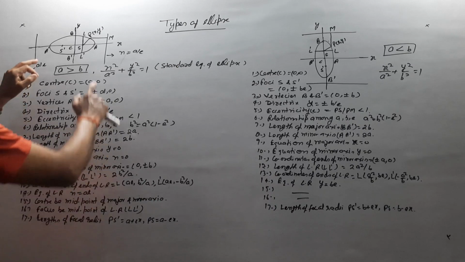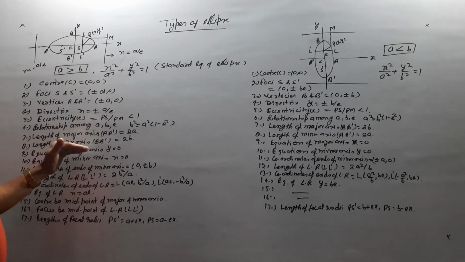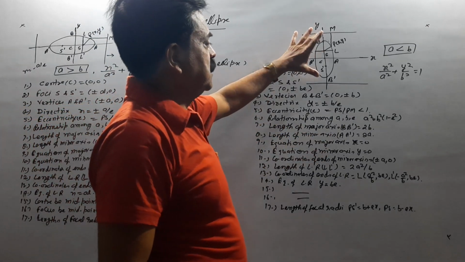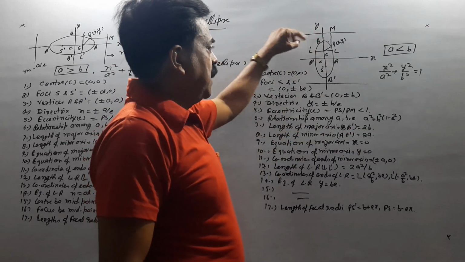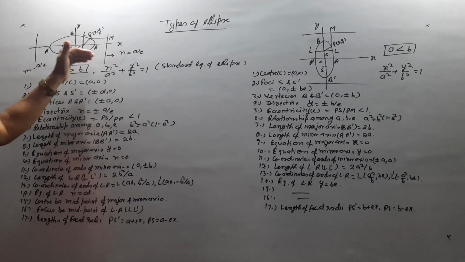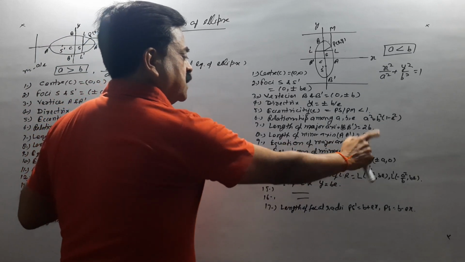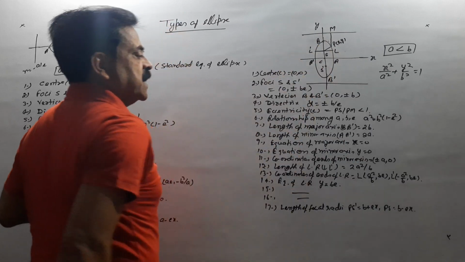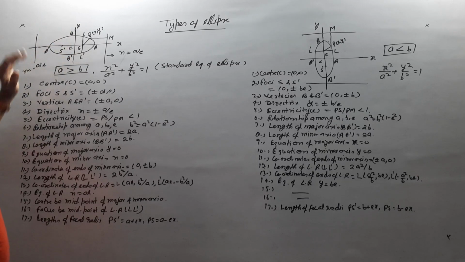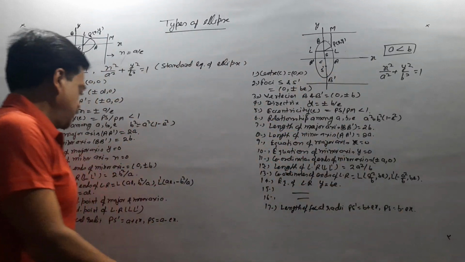Length of major axis, as we know, major axis is AA dash, so its length is 2a. Length of minor axis is BB dash, its length is 2b. In this case, the major axis is BB dash, length 2b, and the minor axis AA dash, length 2a. Equation of major axis: since major axis is the x-axis, its equation is y equals 0. In this case, the equation of major axis is x equals 0 because the major axis is the y-axis, and the minor axis is BB dash, which is the x-axis... so its equation is y equals 0.